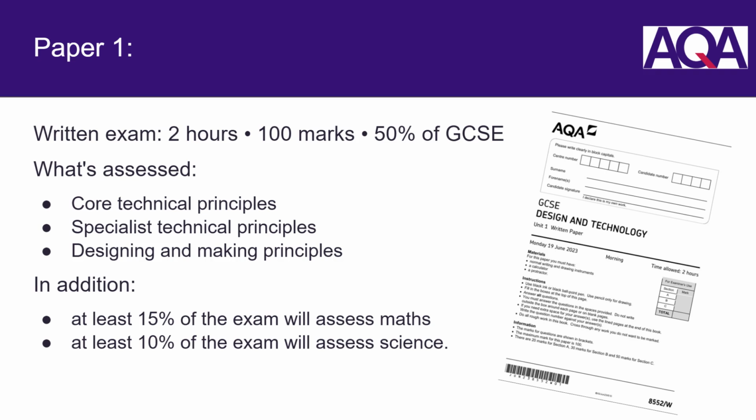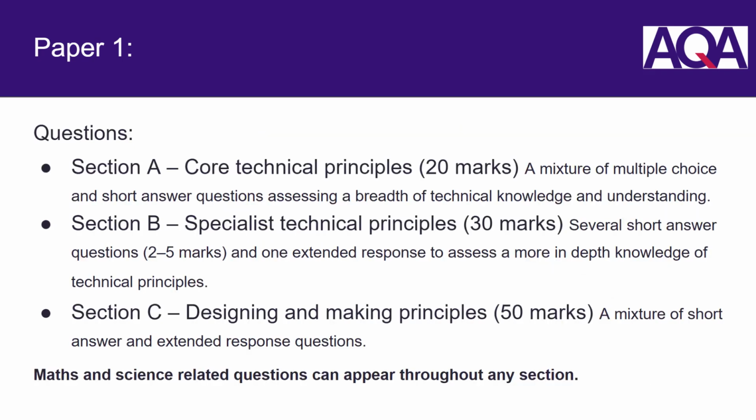So paper 1 is just a written exam. It's 2 hours long, 100 marks, and as I said, 50% of the grade. It assesses the 3 areas within the specification. They are core technical principles, specialist technical principles, and designing and making principles. And in addition, there is maths and science within the exam paper applied to the subject, and at least 15% will be maths and 10% will assess science knowledge. So let's look at those sections.